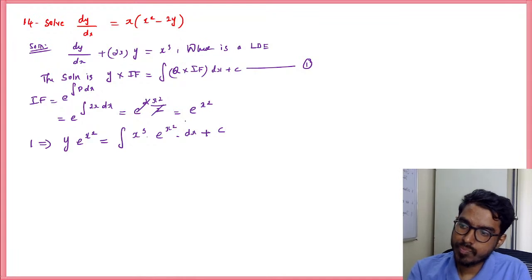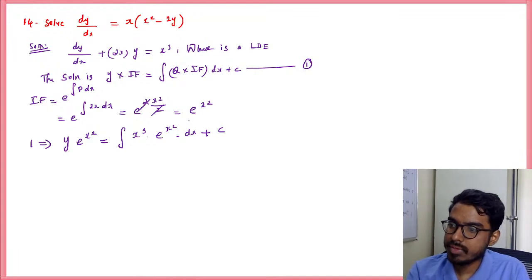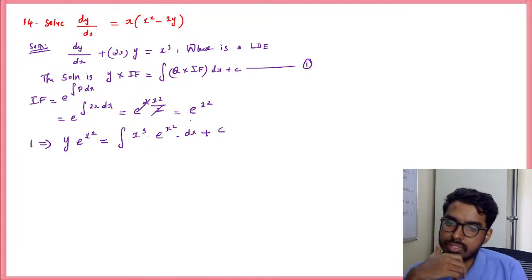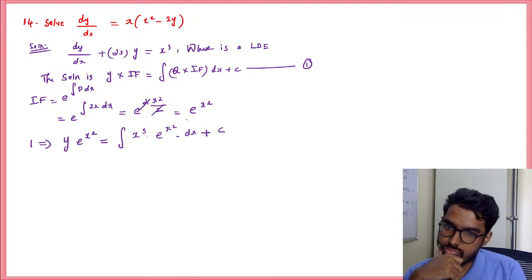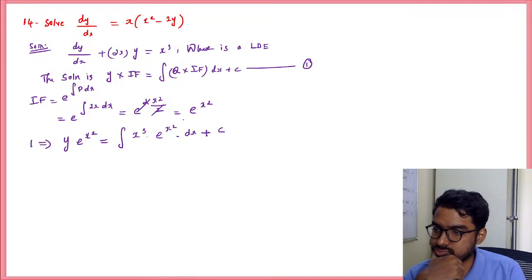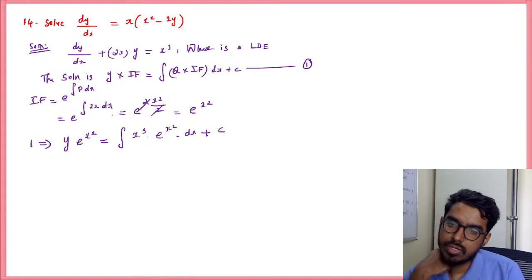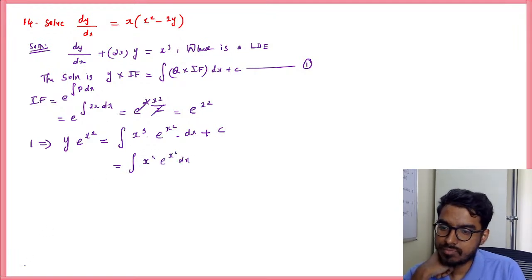cube. We have x cube into e power x square dx. Okay, so what we will do is put t is equal to x cube, right? What we can do is, let's write this to be equal to integration of square e power x square dx.